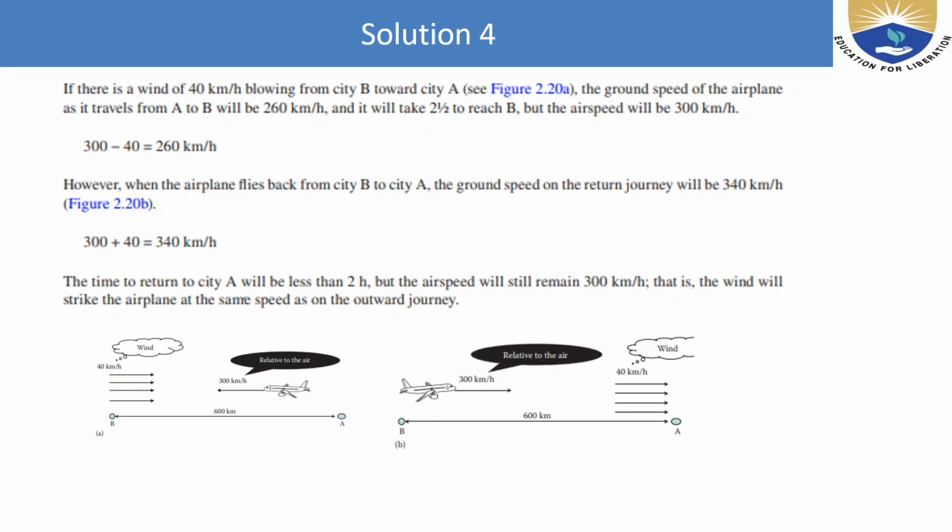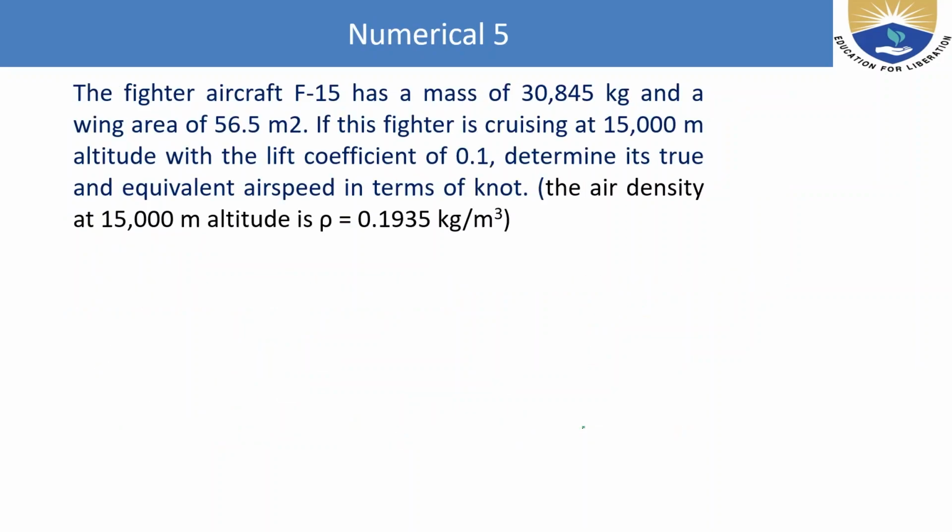The time to return to city A will be less than 2 hours, but the airspeed will still remain 300 kilometers per hour. That is, the wind will strike the airplane at the same speed as that of the outward speed. So if you see here, if both are in the opposite direction, it will be minus, and if in the same direction, it will be plus, so 300 plus 40 and 300 minus 40 in this case. So to travel this, it will take more time, and this it will take less time. So we will see the next problem.